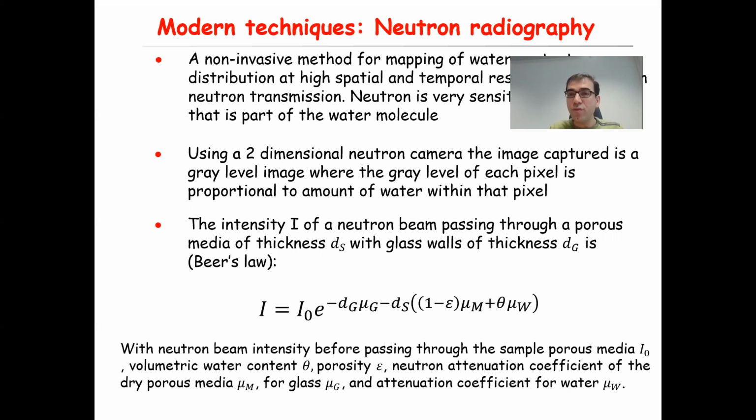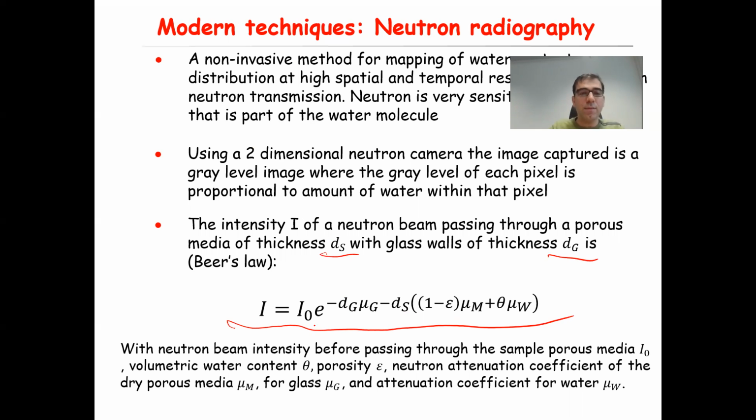Then you can relate the intensity of the neutron beam to the water content of your sample. This is the equation here, Beer's law: the intensity I of a neutron beam passing through a porous media of thickness ds, with glass walls of thickness dg. So if your porous material is in a glass column and the neutrons go through that, you can relate the intensity of the neutron beam to the water content via this equation.